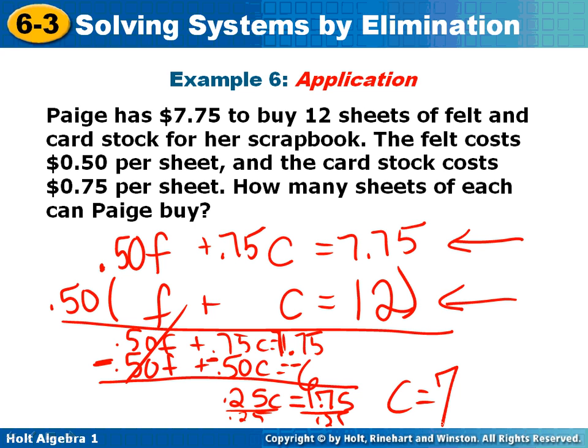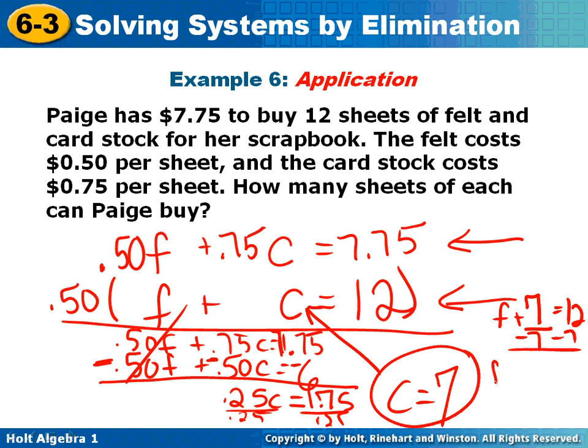Now I need to plug it back in. Definitely the bottom equation looks easier. So F plus C is 12. F plus 7 is 12. Subtract 7 from each side, and F is equal to 5. Okay, so what that means is she needs 7 sheets of cardstock and 5 sheets of felt.